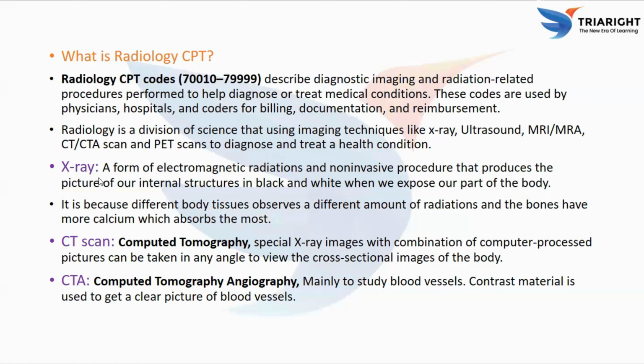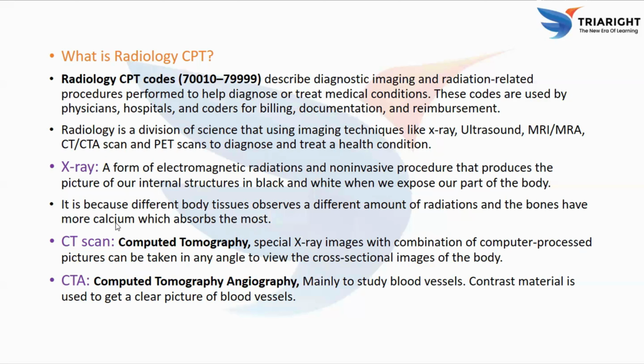The first one is X-ray, which is also called plain radiography. X-ray uses electromagnetic radiation. It is a non-invasive procedure and produces black and white images. So why do bones look white? Because different tissues absorb radiation differently. Bone contains calcium, so it absorbs more X-rays and appears white. Air appears black and soft tissue appears gray. Whereas if the bone contains more calcium, it appears white in the X-ray.